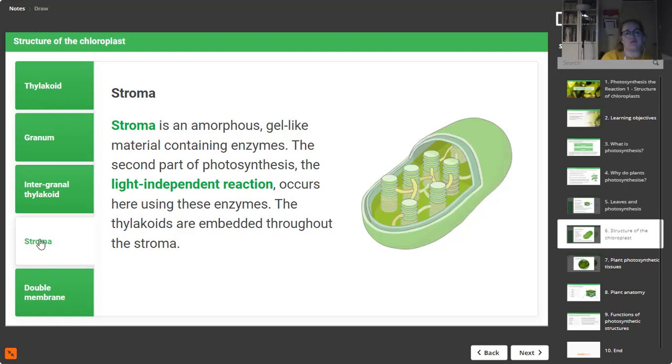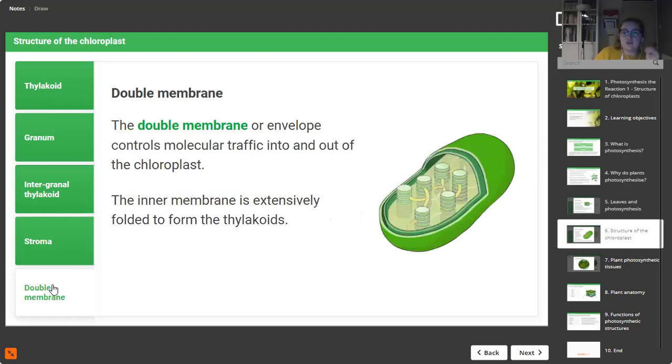And then the last part of the chloroplast is the double membrane. So it is not a single membrane bound organelle. It is a double membrane bound organelle, or envelope, as some people call it. And again, it controls what's coming in and out of the chloroplast, very similar to the double membrane around a cell. The inner membrane is extensively folded to form the thylakoids. So actually the thylakoids are coming from this double membrane.